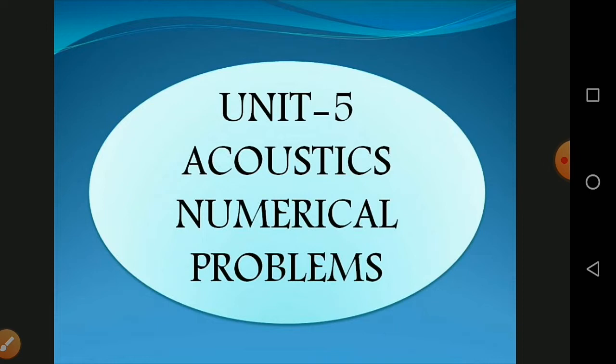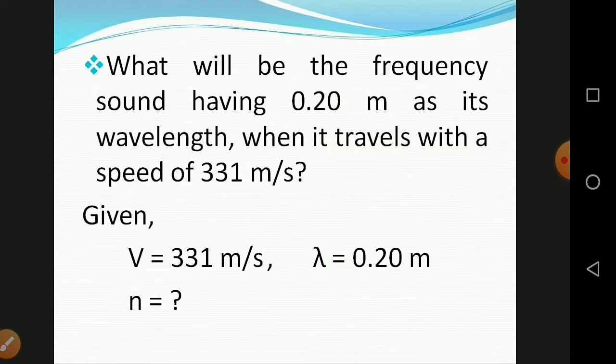In the last class we discussed the solved problems in Unit 5. Today we see the numerical problems, that means the book back problems. First, the answer briefly questions. Question number 4. What will be the frequency of sound having 0.2 meter as its wavelength?